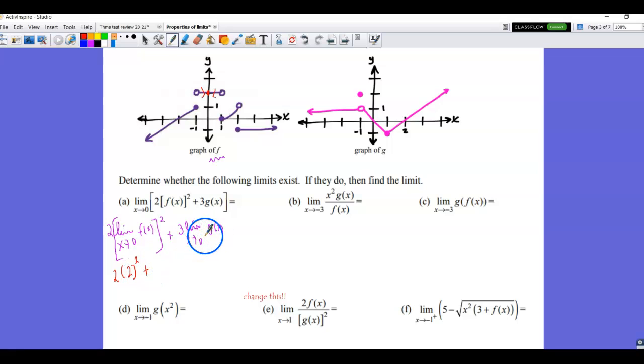plus the limit as x approaches 0 of g of x. Here is, let's change that color, here is 0 on g of x, and you can see from the left and from the right we are approaching a y value of 0, so that's going to be 3 times 0. 2 squared is 4, times 2 is 8, plus 0 is 8. So the overall limit is equal to 8.